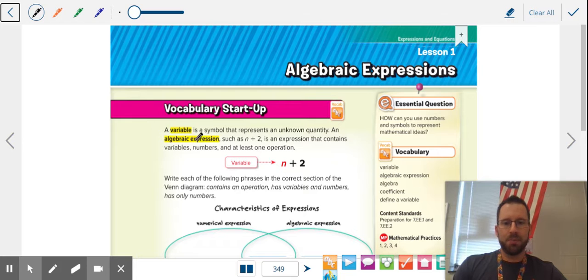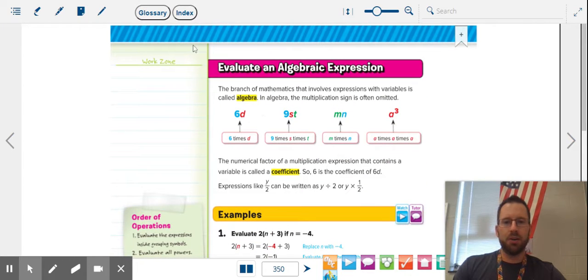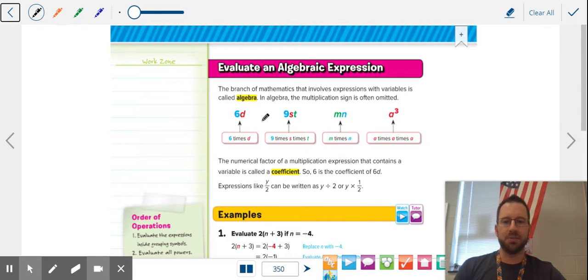All an algebraic expression is an expression that has a variable in it. We've been doing numerical expressions, that are number expressions, so they have numbers and operations. So now we're going to do numbers, operations, and variables. So here is what some of the algebraic expressions look like.